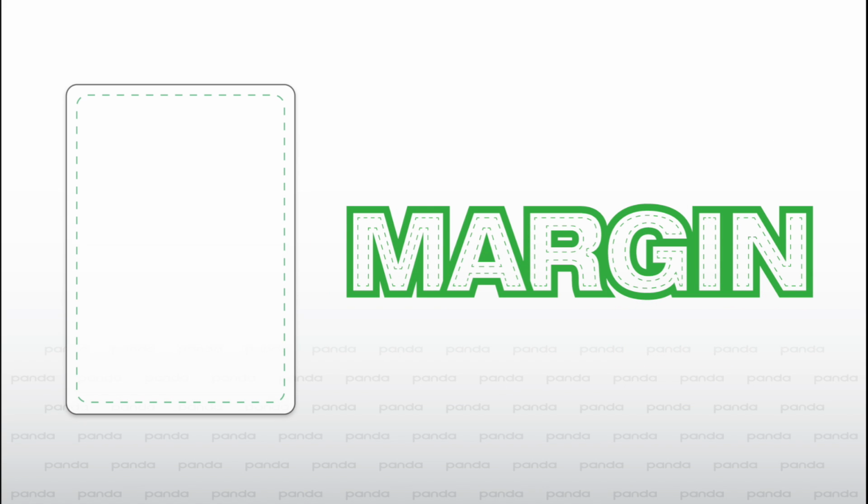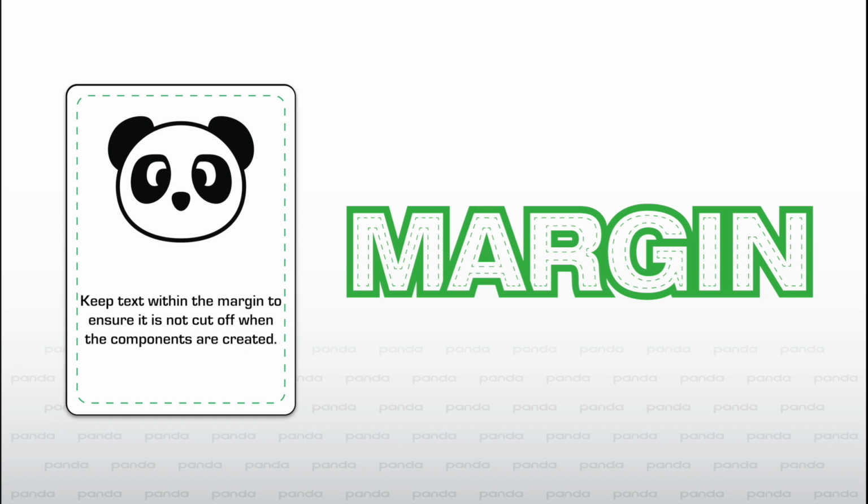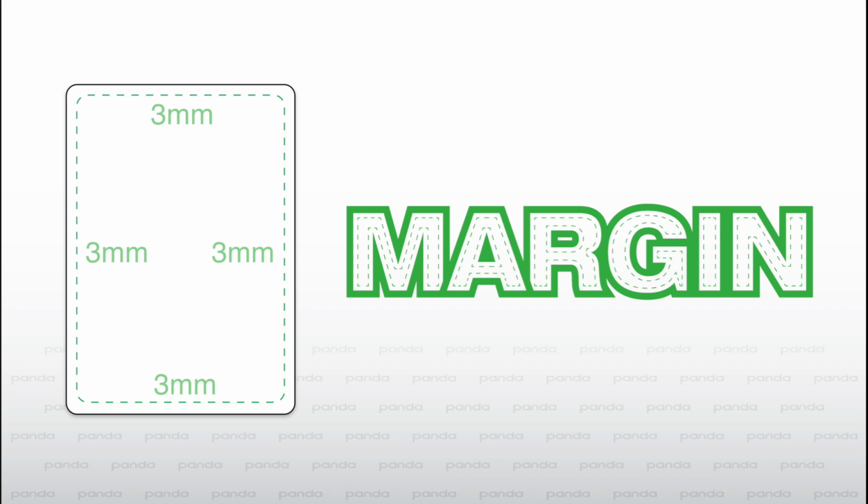Next, let's talk about margins. Margin is the area between the main content of a page and the component edges. Including a margin on your document design helps ensure your content will look centered and no information will be unintentionally cut off during the printing and cutting of the game component. All Panda files require a margin of at least 3 millimeters on all printed components.